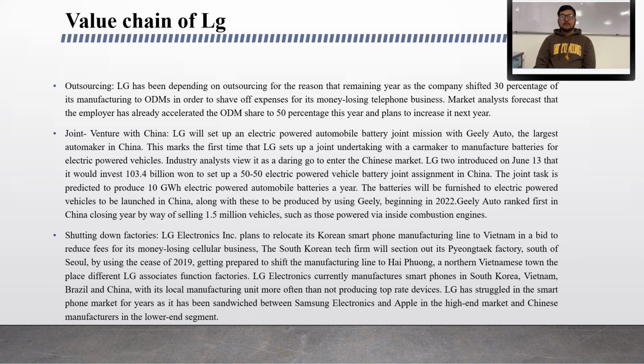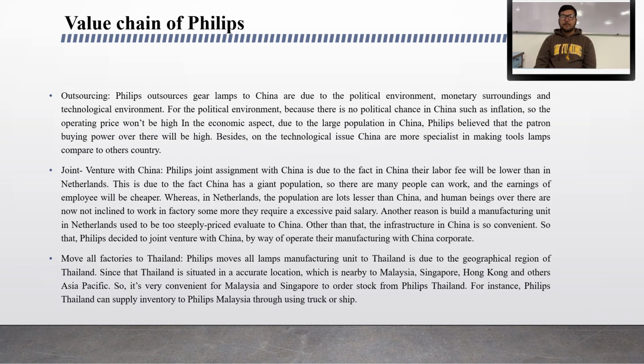Shutting down factories. LG Electronics Incorporated plans to relocate its Korean smartphone manufacturing line to Vietnam in a bid to reduce fees for its money-losing cellular business. The South Korean tech firm will section out its Pyeongtaek factory south of Seoul by the end of 2019, getting prepared to shift the manufacturing line to Hai Phong, a northern Vietnamese town, to place it alongside other LG Electronics factories. Talking about the value chain analysis of Philips.